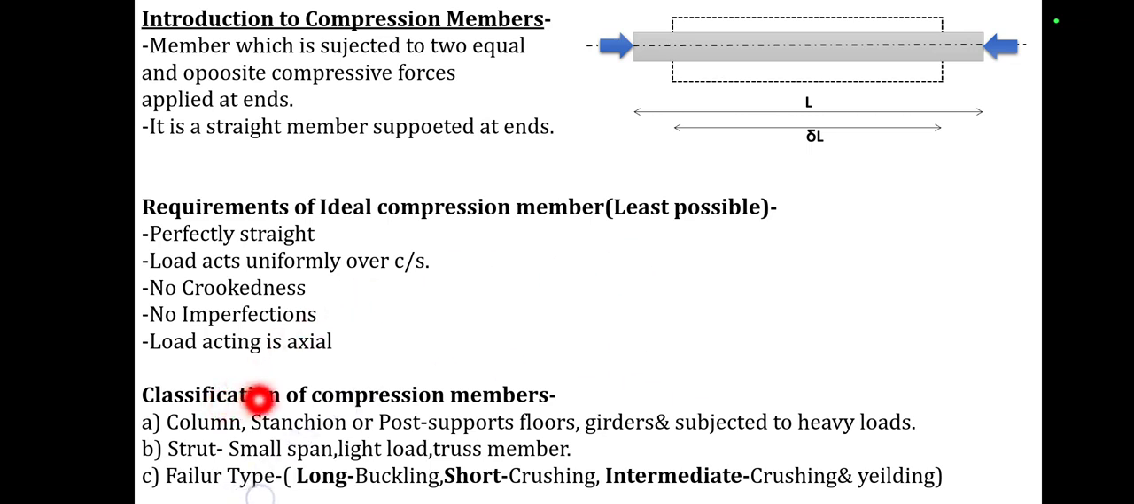Then, classification of the compression member. The first classification is column, stanchions or post, which support floors and girders and are subjected to heavy loading. The second is strut, for small spans, light loads and truss members. Then, depending upon the types of failure: long, buckling; short, crushing; intermediate, crushing and yielding.